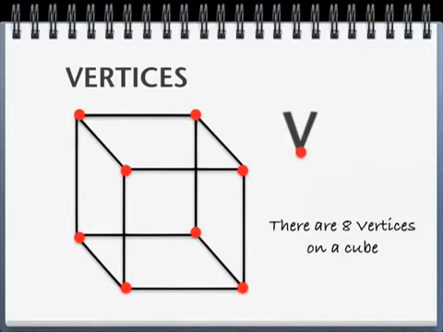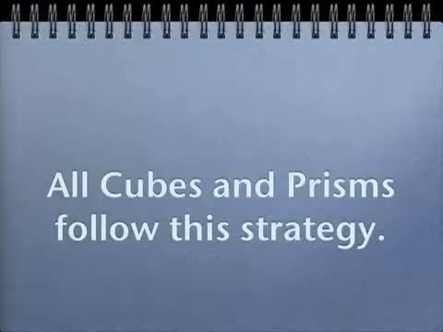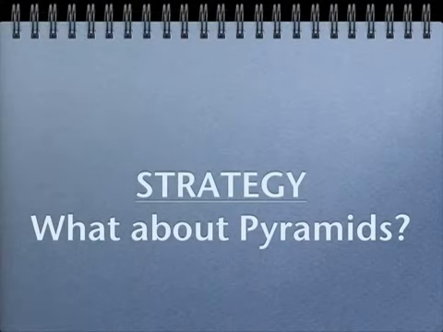So key here, and also important, is to have your students or your child number each dot. That way they don't get lost on how many they've counted already. As they're putting the dot, they can put a number over it. I start with the top, and then I go to the bottom. So very important to do that. And the way they remember the word vertice, look at the V, it's a corner. So all cubes and prisms follow this strategy. What about pyramids?